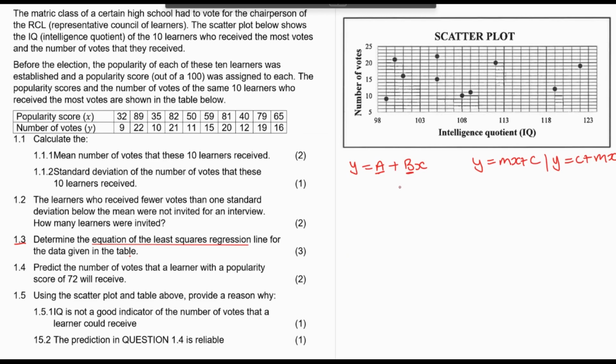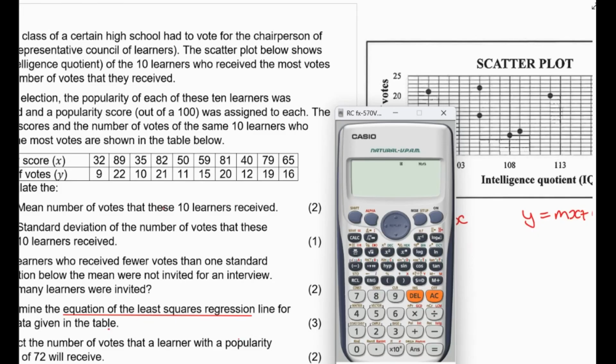How do we find the equation? We use the calculator. Go to MODE, and then STAT. Then we go to this one which says a plus bx. In this calculator it is number 2, enter 2. And then we enter the values of x and the values of y. Make sure that these values correspond. 32 will go with 9, 89 will go with 22, 35 will go with 10, like that.